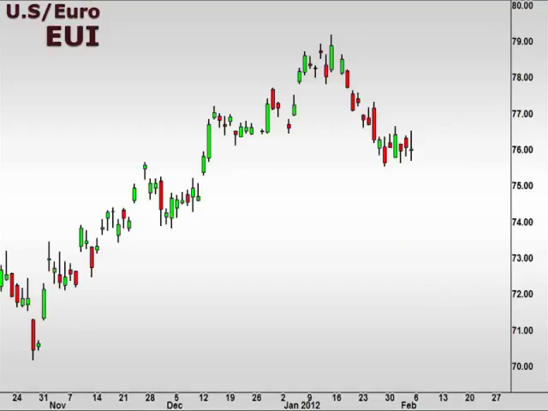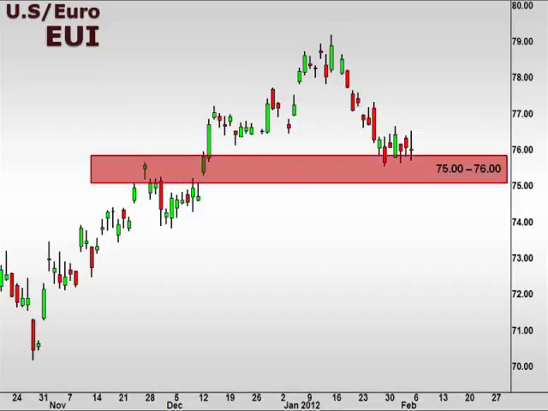Let's take a look at the EUI, the US dollar versus the euro. Well, the EUI is trending lower, but sits at a support level. We are open to a bounce higher to test 77.78 this week. However, a break above 76.5 is needed to confirm this move.